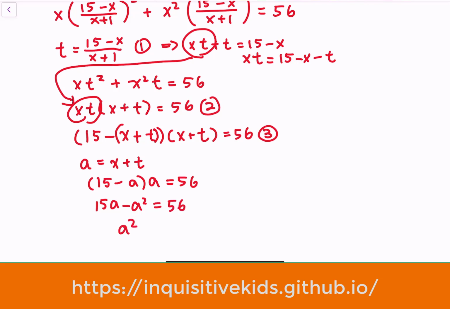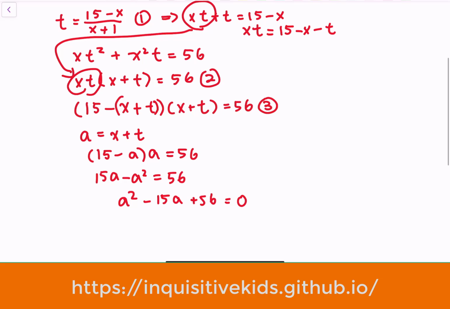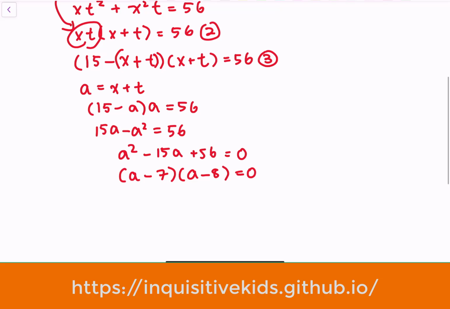So if we rewrite this a little bit, we get a squared minus 15a plus 56 is equal to 0. This is a standard quadratic equation. When we factor this, we have (a minus 7) times (a minus 8) is equal to 0. This tells us that a can either equal 7 or it can equal 8.